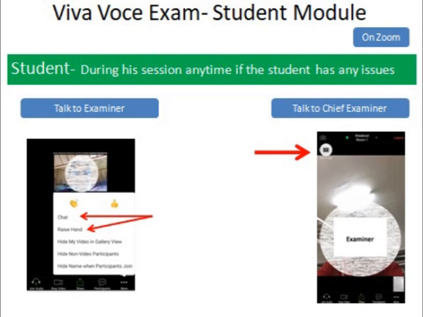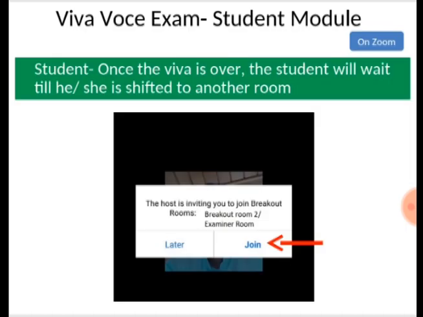If you want to talk to the chief examiner, click on the screen. The icons appear. On the left upper corner, an icon appears stating ask for help. Click on it and the chief examiner will receive the information. Once the Viva is over, the student will wait till he or she is shifted to another room.